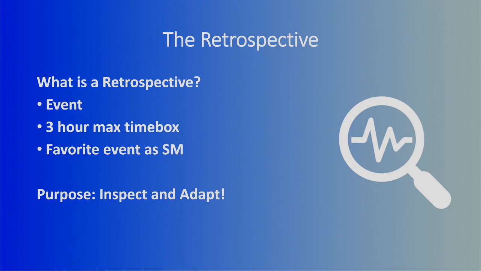So really the purpose of the retrospective is to inspect and adapt, right? We're, as a team, coming together, reflecting, looking at our process, the work we're doing, the work we've done, the value we've created, feedback, metrics. We're really reflecting on anything that could make us better as a team. And then we're going to come up with some experiments that we're going to try.